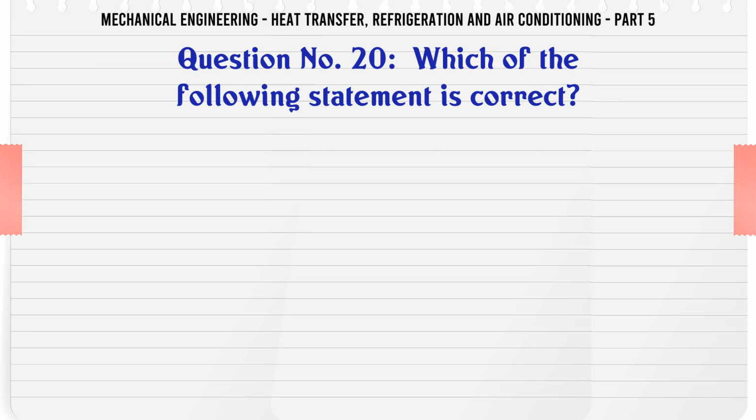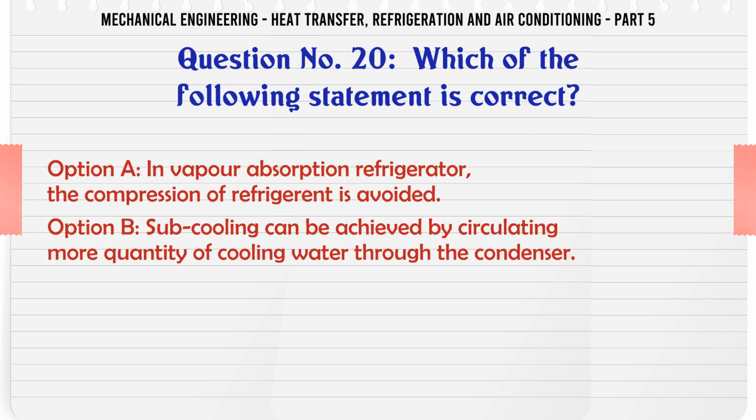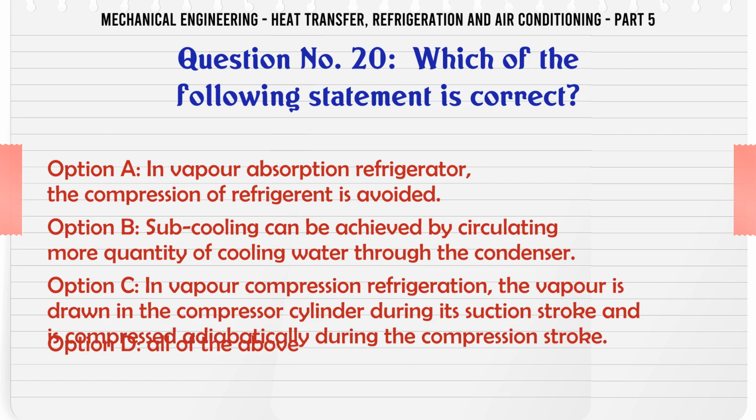Which of the following statement is correct? A. In vapor absorption refrigerator the compression of refrigerant is avoided. B. Subcooling can be achieved by circulating more quantity of cooling water through the condenser. C. In vapor compression refrigeration the vapor is drawn in the compressor cylinder during its suction stroke and is compressed adiabatically during the compression stroke.